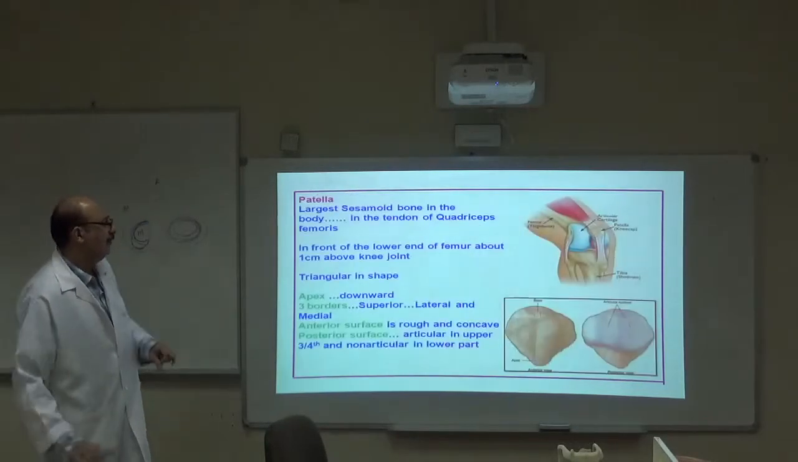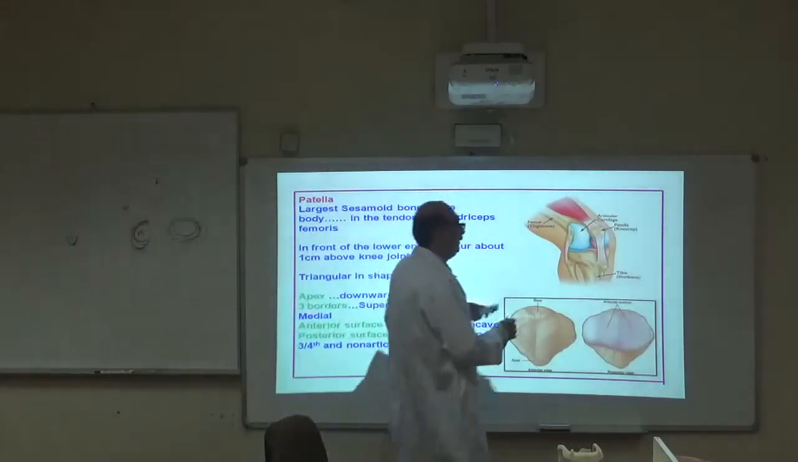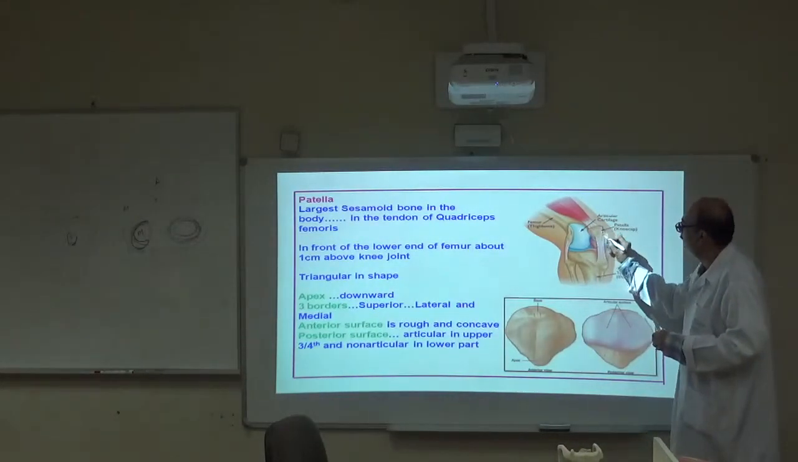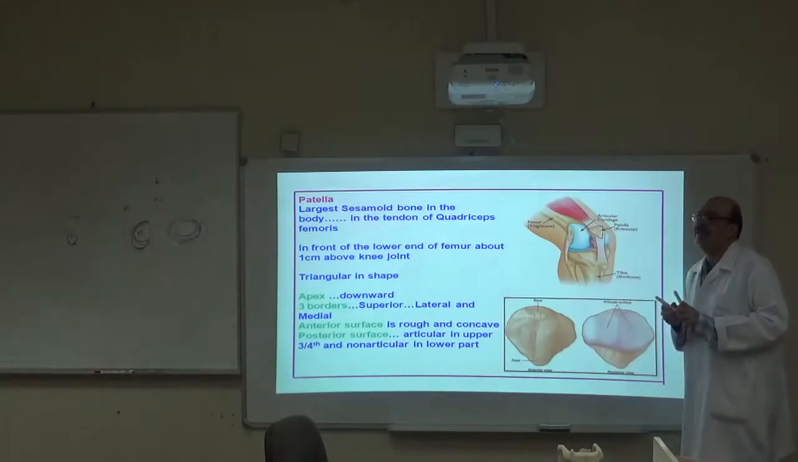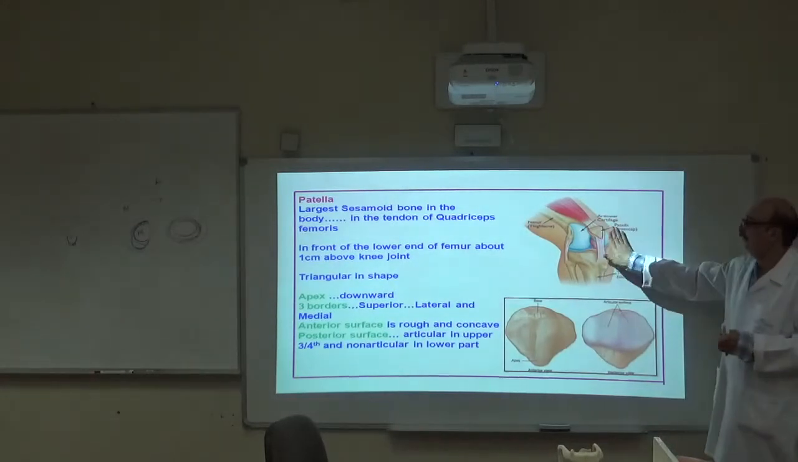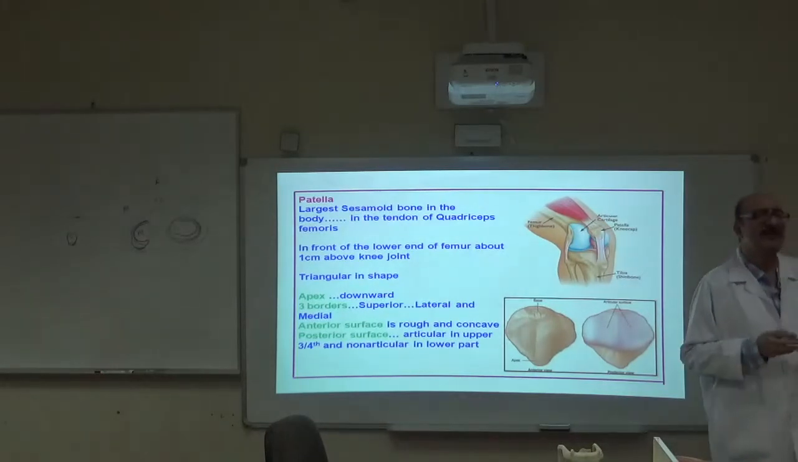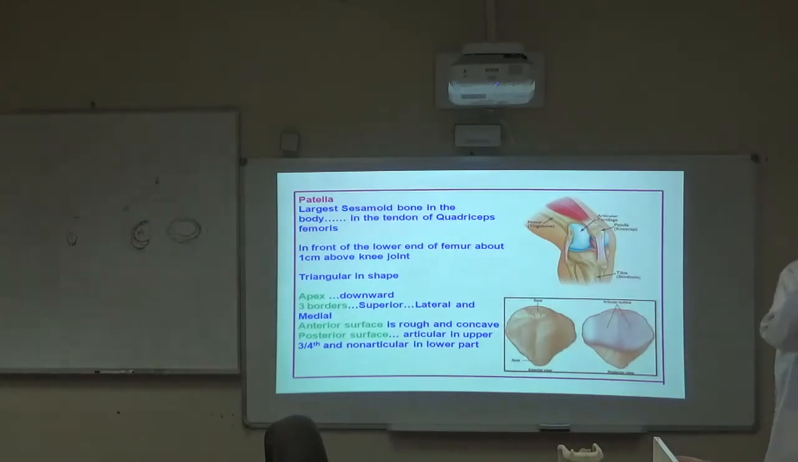This is about the patella. What is the patella? The patella is an oval or triangular bone here, present in the tendon of quadriceps femoris. This is actually the patella. This is the largest sesamoid bone. What is a sesamoid bone? A small bone which is enclosed in a tendon. This type of bone is called a sesamoid bone.